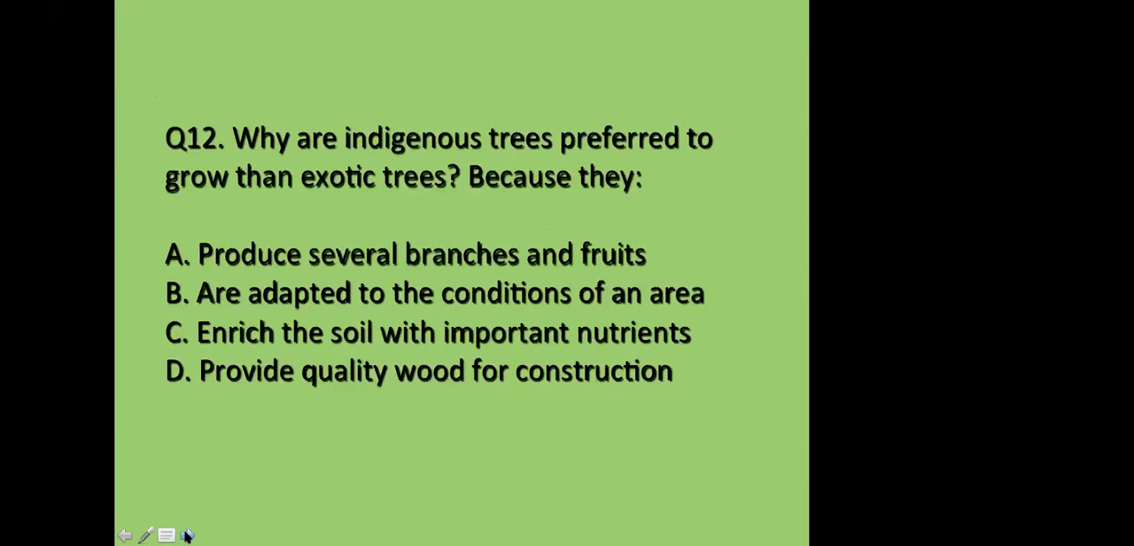Why are indigenous trees preferred to grow than exotic trees? Option A, because they produce several branches and fruits, or option B, they are adapted to the conditions of an area, or option C, enrich the soil with important nutrients, or option D, provide quality wood for construction.